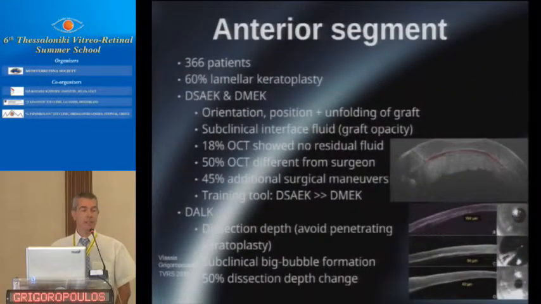In the anterior segment, 60% of those cases were about lamellar keratoplasty, and from the 2 studies I mentioned before, there were 366 patients. The main procedures were DSEK and DMEK. With the OCT, the doctor saw that you were able to check the orientation, the position, and the way that the graft is unfolding, and whether there is any remaining interface fluid. As you know, if you have a lot of remaining fluid at the interface with the cornea, then you have a poor prognosis and not a clear graft.